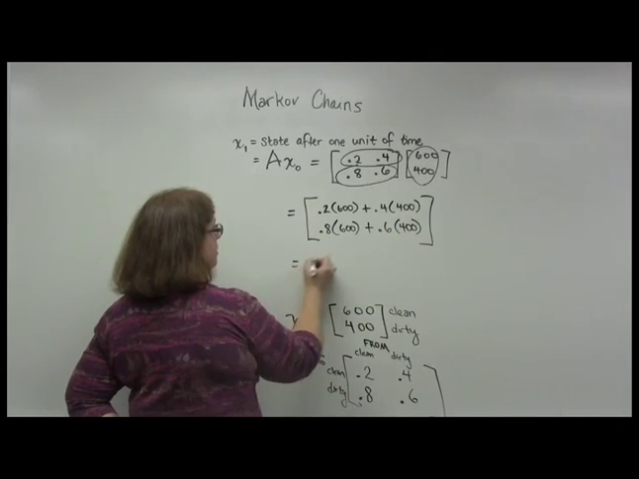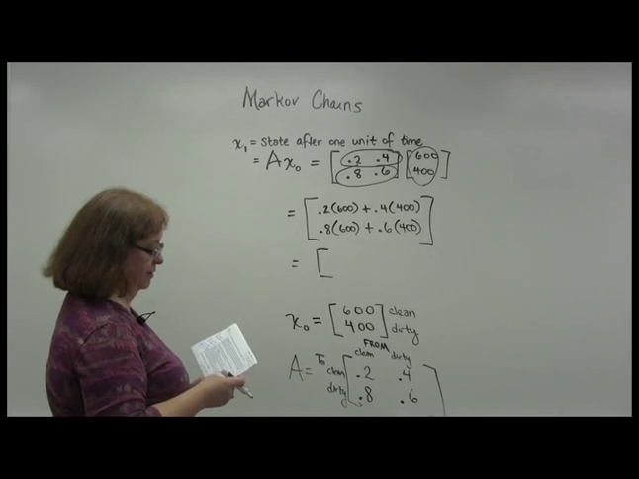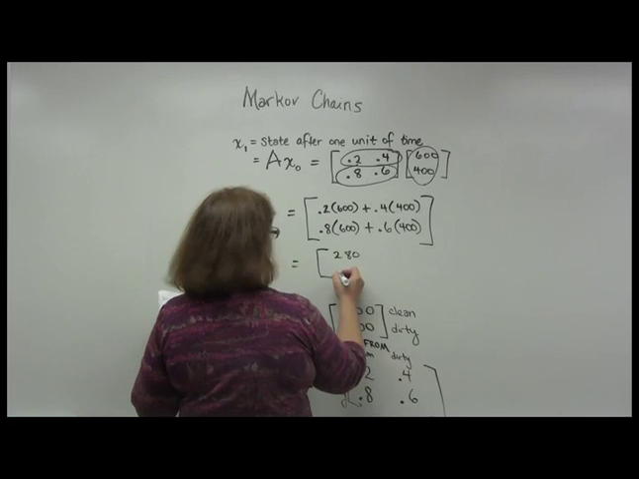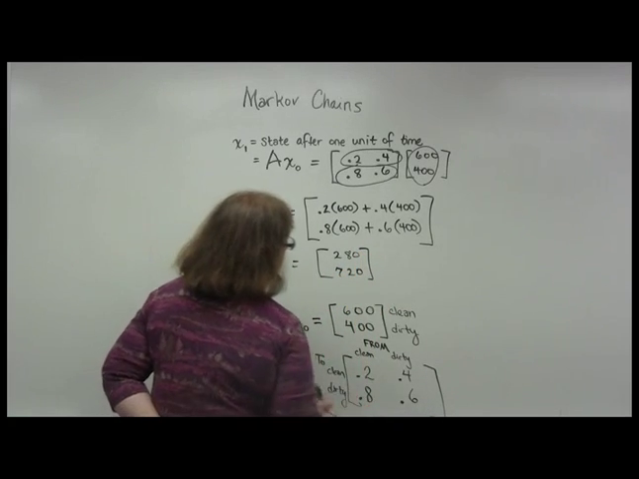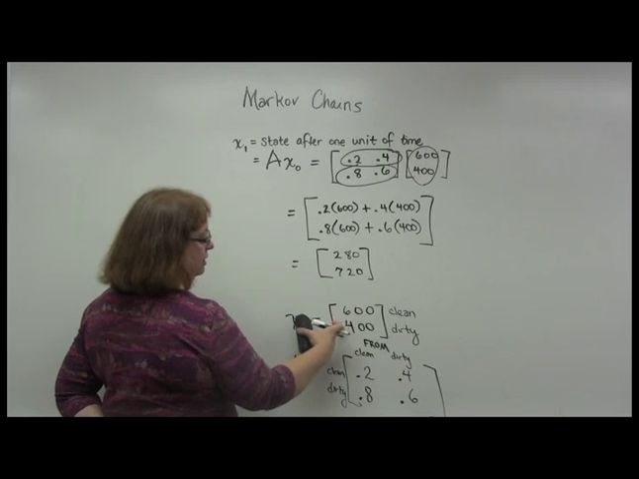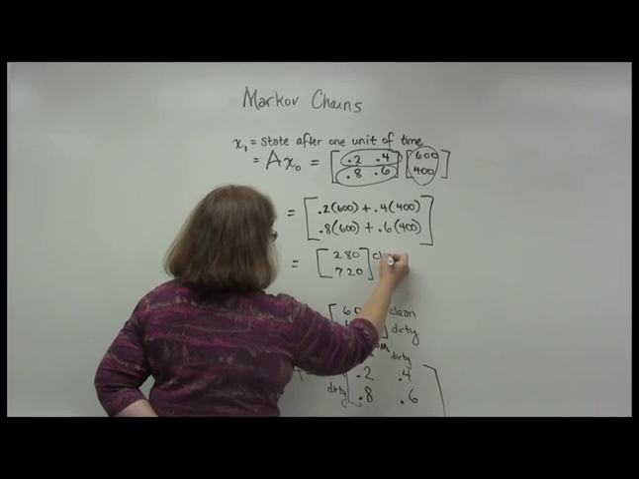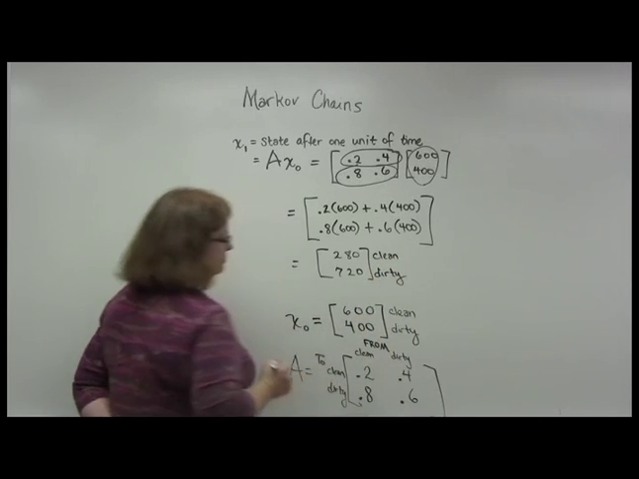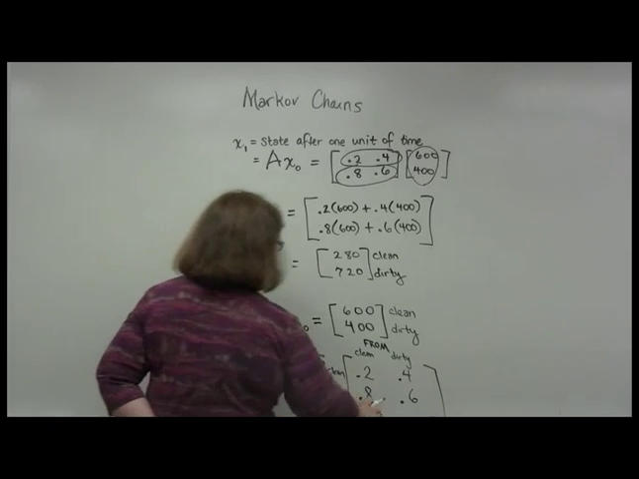Now if I work that out, let me consult my little paper here, I get 280, 720. So I began with 600 clean, 400 dirty. Now I have 280 clean, 720 dirty. Let's see what would happen after the second shift.